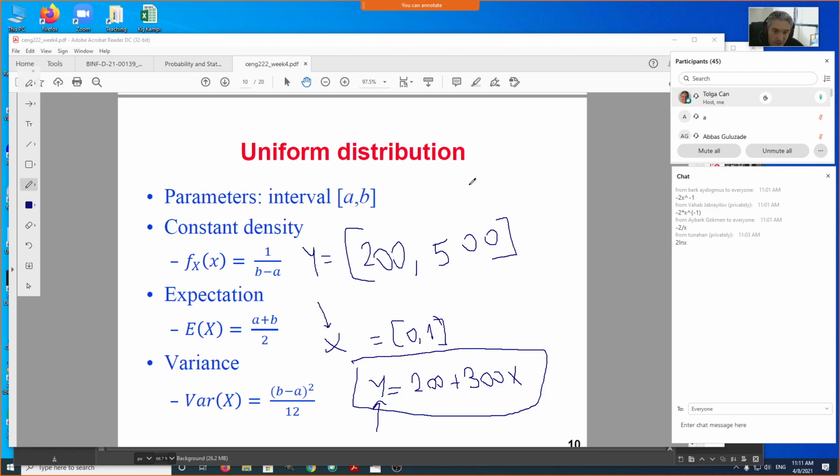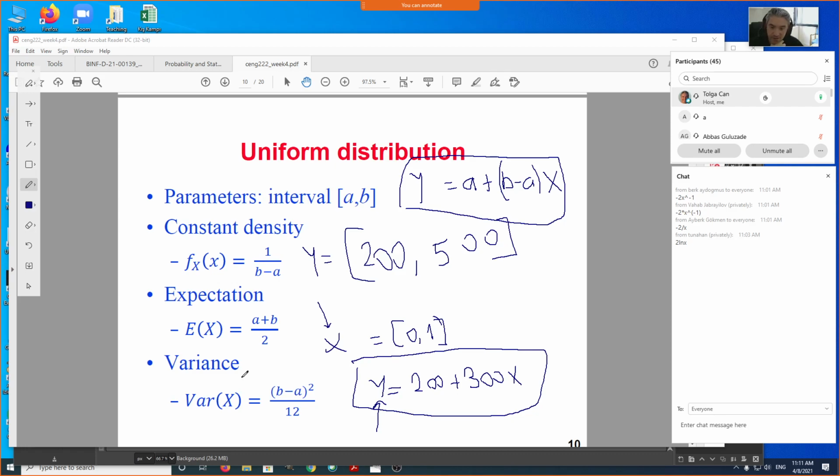Okay, so in a sense, it's going to be a plus (b minus a) x. So if x is my uniform random variable, you can generate any non-standard uniform random variable with this. Its expected value is exactly the center of the distribution. So (a plus b) divided by 2 is the center of the probability density function.